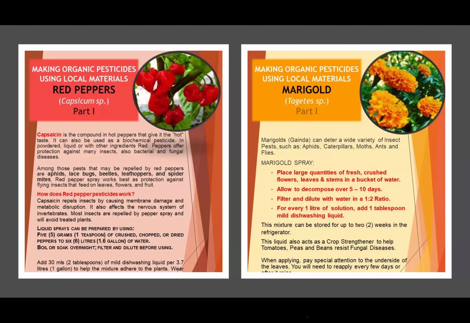In this presentation, you would see some homemade organic or natural pesticides that you can use. You can use red peppers, hot peppers, right? This is ideal if you have things like ants, aphids, leafhoppers, spider mites, especially in tomato where spider mites is a problem. You can use marigold, right? So you can use these in tomatoes and beans where you may have things like fungal diseases, right?